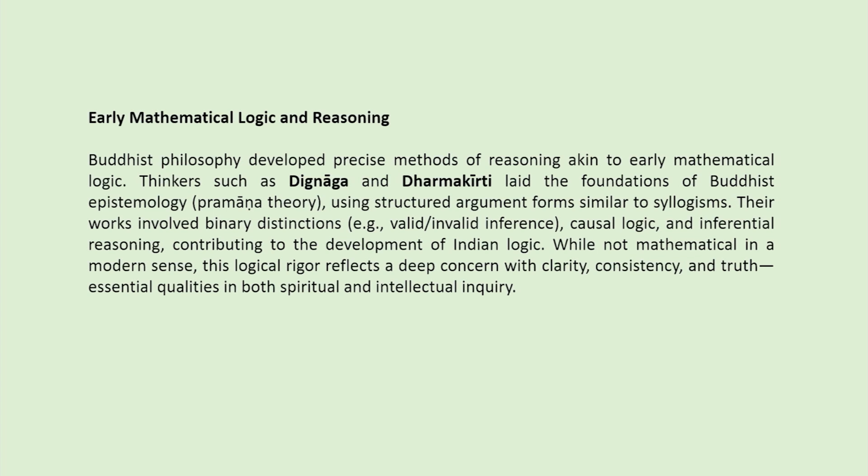Early mathematical logic and reasoning. Buddhist literature and Buddhist philosophy developed precise methods of reasoning akin to early mathematical logic. Thinkers such as Dignaga and Dharmakirti laid the foundation of Buddhist epistemology, pramana theory, using a structured argument form similar to syllogism. Their work involved binary distinctions, for instance valid and invalid inference, causal logic and inferential reasoning, contributing to the development of Indian logic. While not mathematical in a modern sense, this logical rigor reflects a deep concern with clarity, consistency and truth, essential qualities in both spiritual and intellectual inquiry.